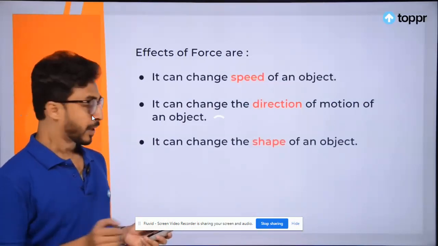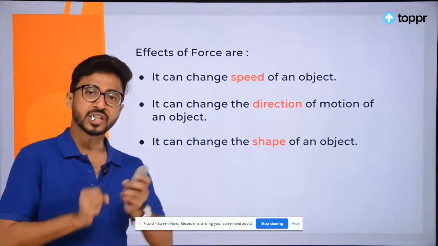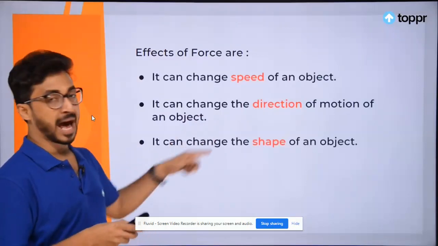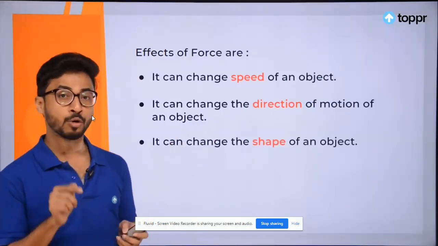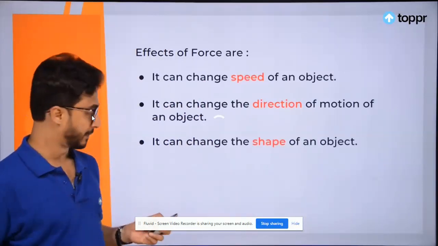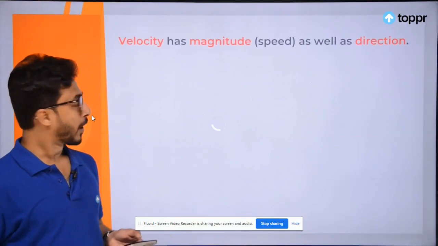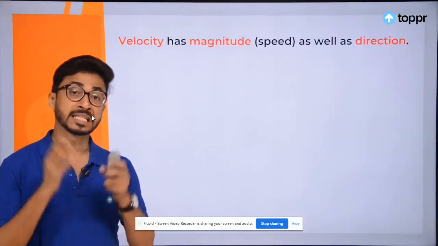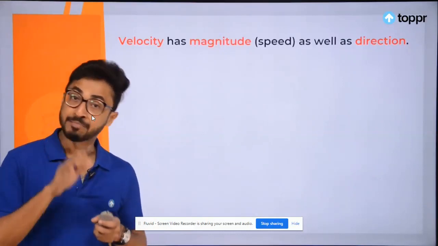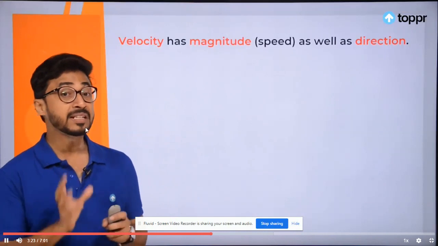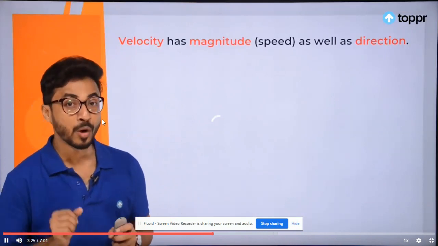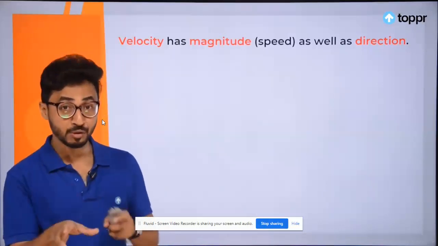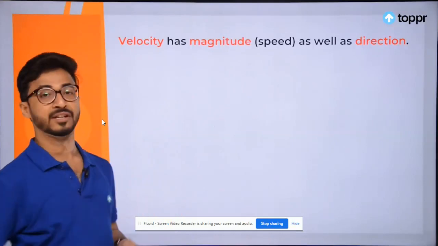Now, changing the shape of an object is a separate kind of effect. But if you look at the first two effects, we can go a little bit deeper into it. Let us see. What is velocity? You already know what is velocity. Yes, velocity is nothing but speed along with the direction. Speed is a scalar quantity. Velocity is a vector quantity. So velocity includes the magnitude, that is the speed, and the direction.